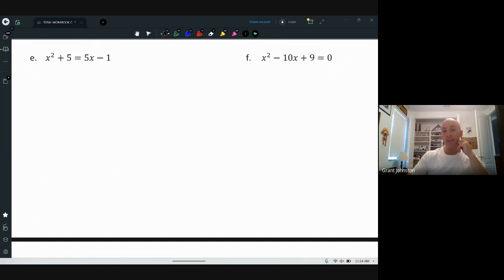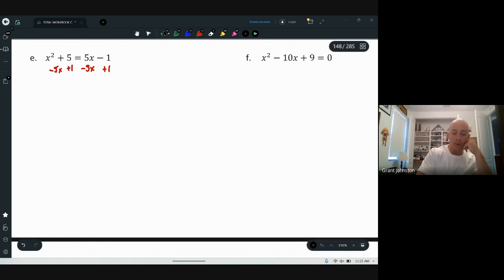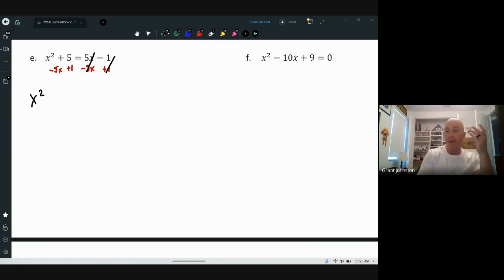E, again, got to set this one equal to 0. So I'm going to take away this 5x. And I'm also going to add 1. I'm going to do that at the same time. So I need to take away 5x from this side and add 1. Those are gone now. So on this side, I'll have x squared. There was nothing to subtract the 5x from, so I'm just going to write minus 5x. The 5 plus the 1 is 6. So now it's set equal to 0.